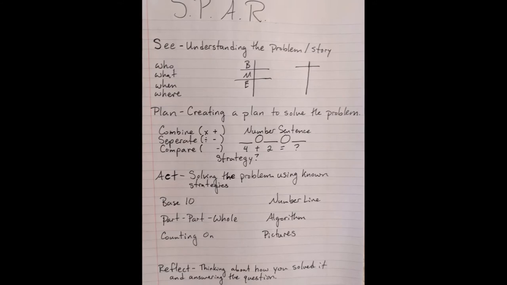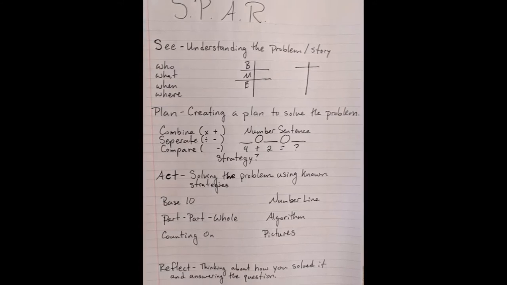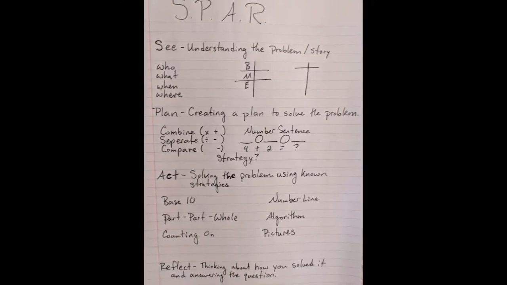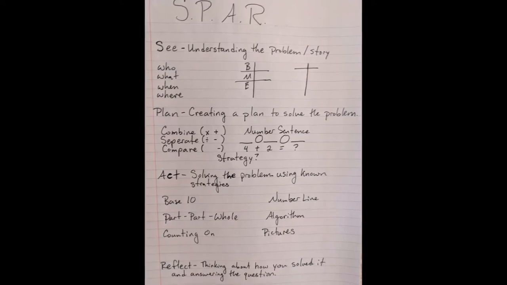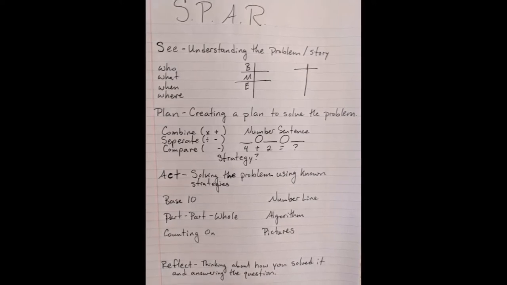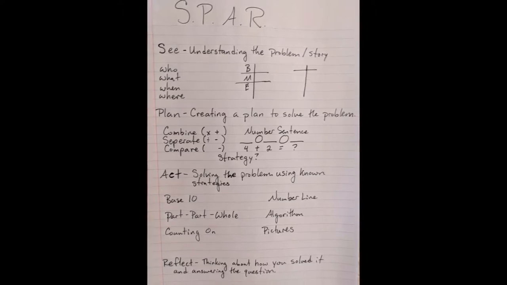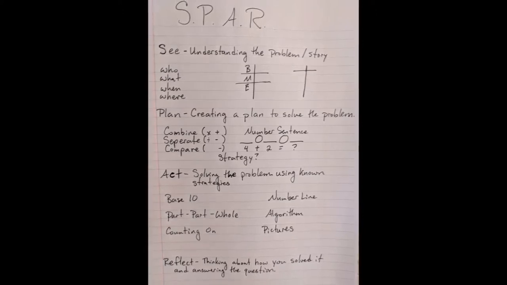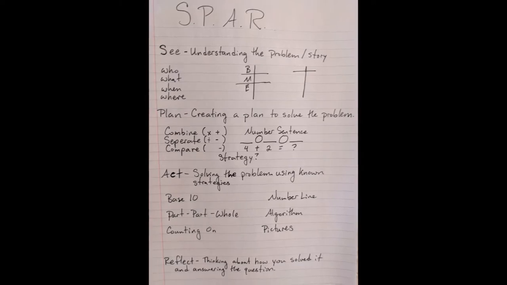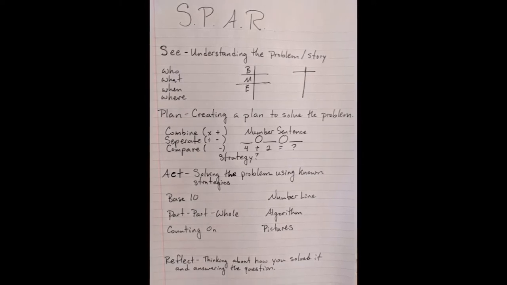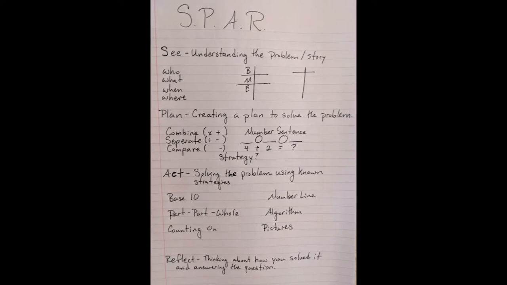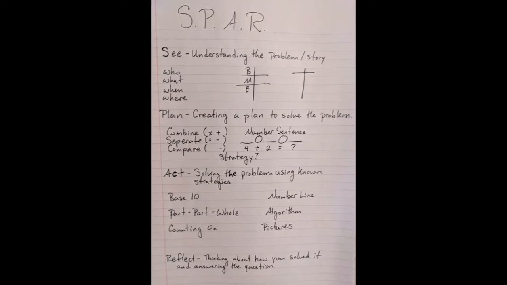SPAR is a strategy that we use to help us solve word problems in math. SPAR stands for see, plan, act, and reflect. These are just steps that break down the problem-solving process for us so we are better able to understand and solve a problem.